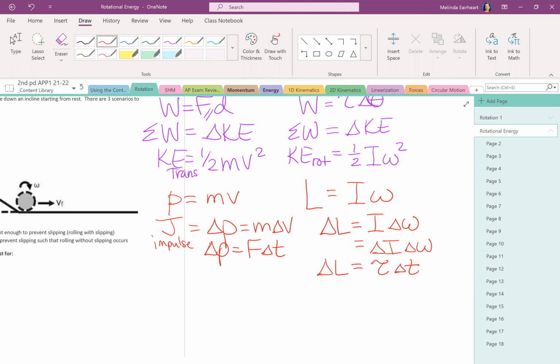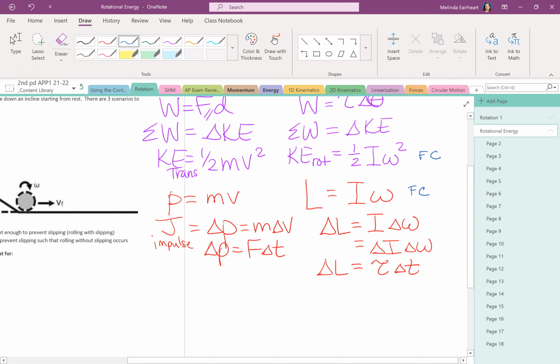Is this making sense a little bit, the comparison? Most of them, I think, are. So of the new ones, L equals I omega is, and so I'll just put FC for formula chart. Rotational kinetic energy is on the formula chart.